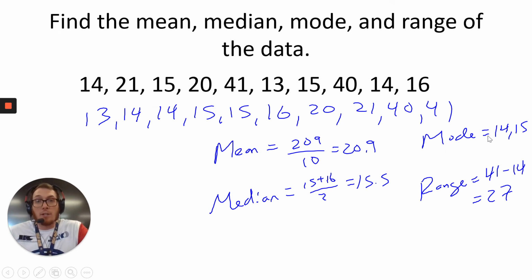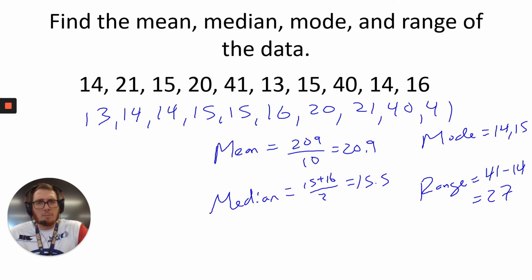The mode is the number that occurs the most. In this case, there's two numbers, 14 and 15, that both occur twice, so they would both be the mode. And the range is the highest minus the lowest number. Okay, and that would be 27. You really need to be comfortable in all four of these situations. These are statistical measures that you're going to deal with. We'll deal with some of them this year and some in future years. For now, as long as you can find all four, that's going to be our goal.